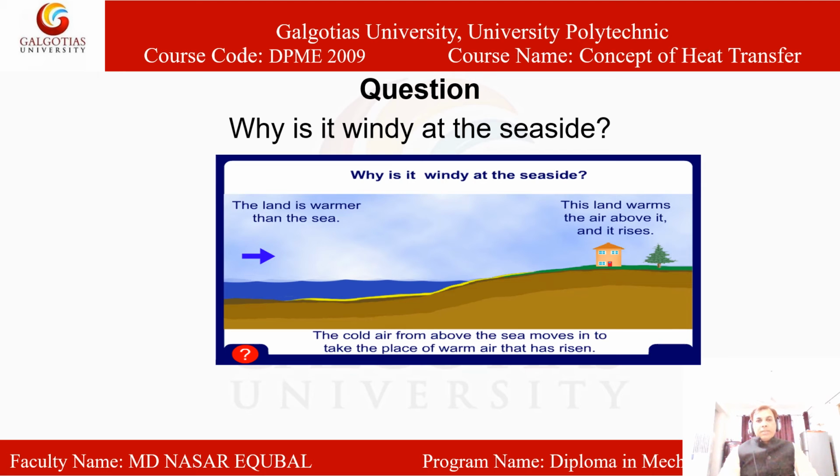The question is, why is it windy at the seaside? The land is warmer than the sea, and this land warms the air above it, and it rises. The cold air from above the sea moves in to take the place of the warm air that has risen. That is the reason wind continuously blows at the seaside.